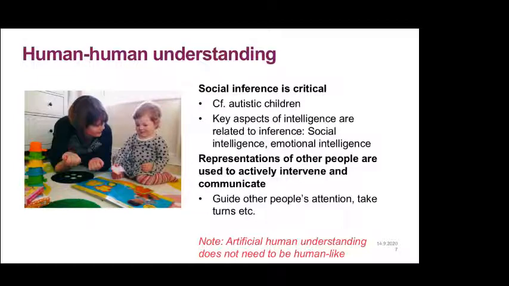And of course, once you have a representation that you learn from this kind of interaction and social inference of another person, you can use that to actively intervene, for example, do something or make yourself more understandable, communicate. You can guide other people's attention, take turns, just like the parent and the kid there in the picture. Now, there's a point of divergence. I'm not claiming that we should replicate human-like understanding of people in AI.